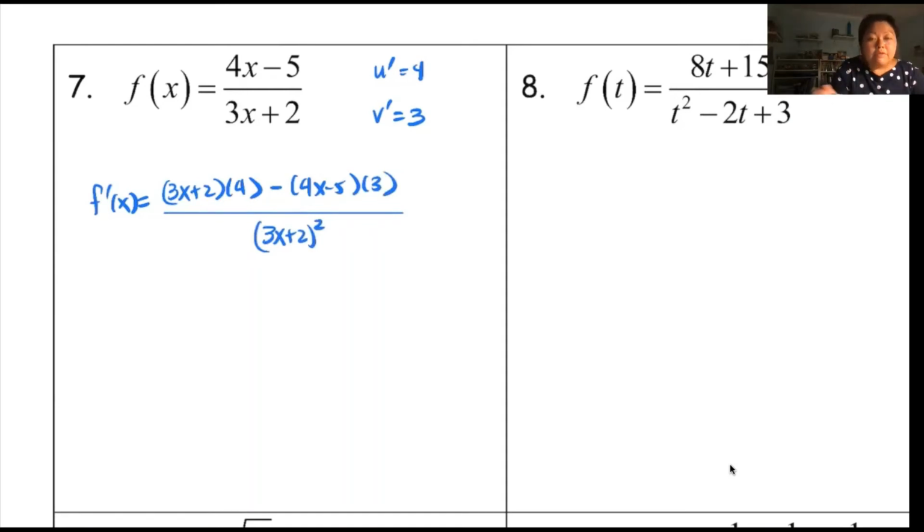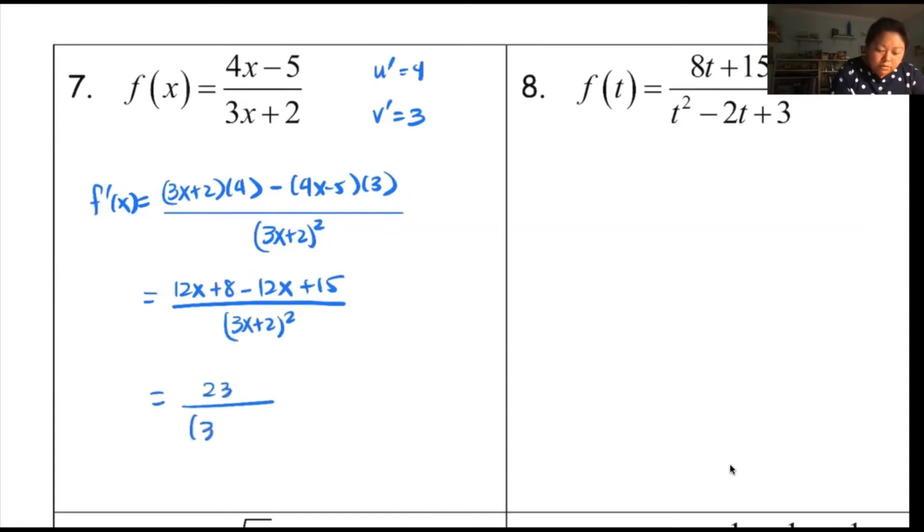Do not do this. Every year I have students go, oh, can we just cancel these out? No, they don't cancel out because you did not factor it out from both of the top terms. So please, right now, take some time to simplify the top. You never need to multiply out the bottom. Always, always work on the numerator. So you get 12x plus 8, don't forget your minus 12x plus 15, all over 3x plus 2 squared. And this one beautifully turns into 23 over 3x plus 2 squared.